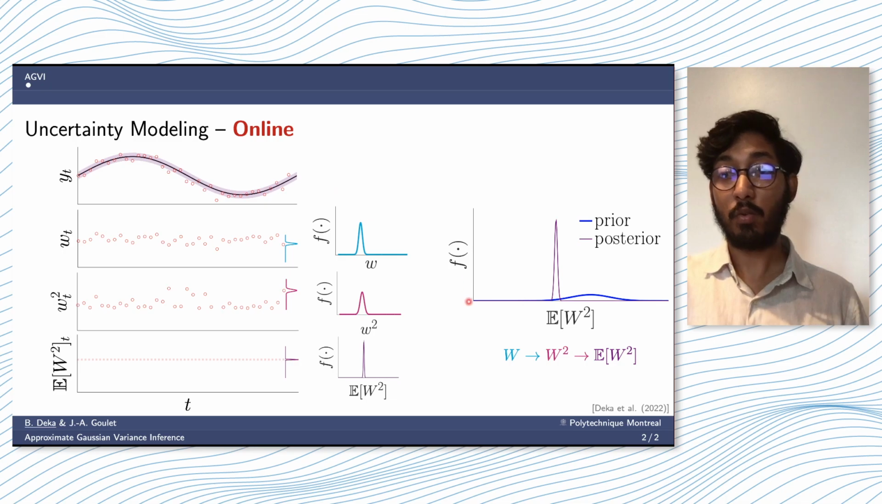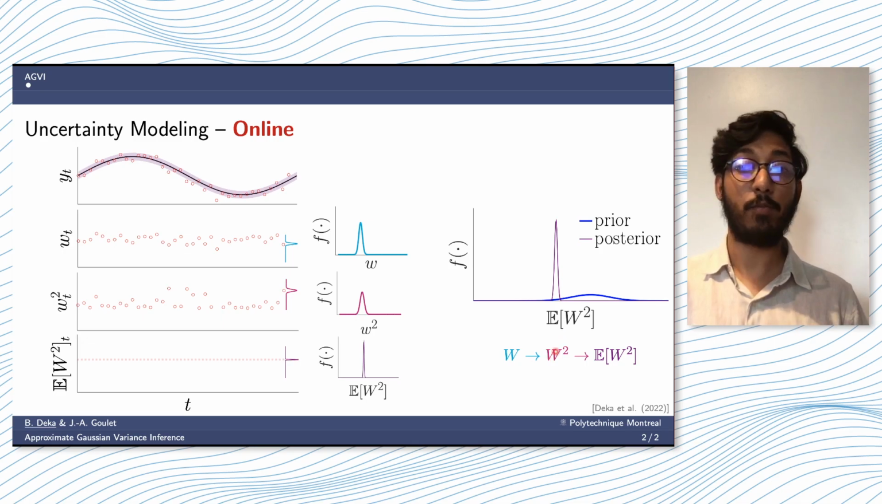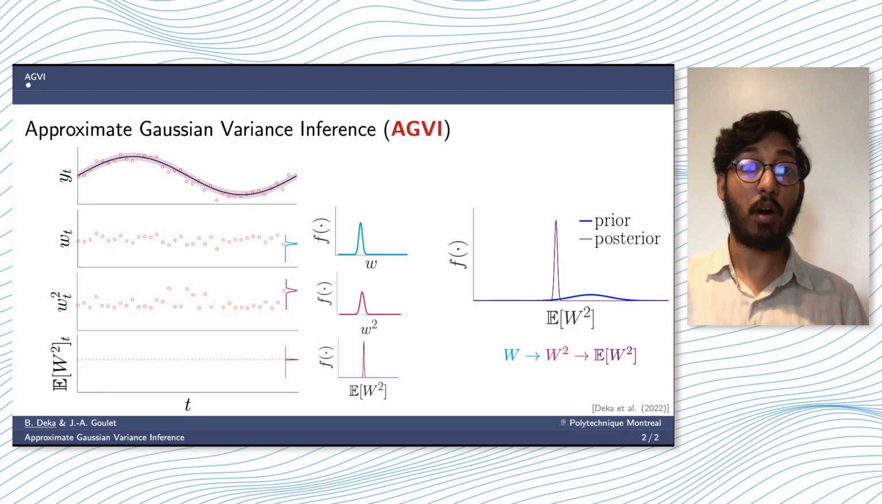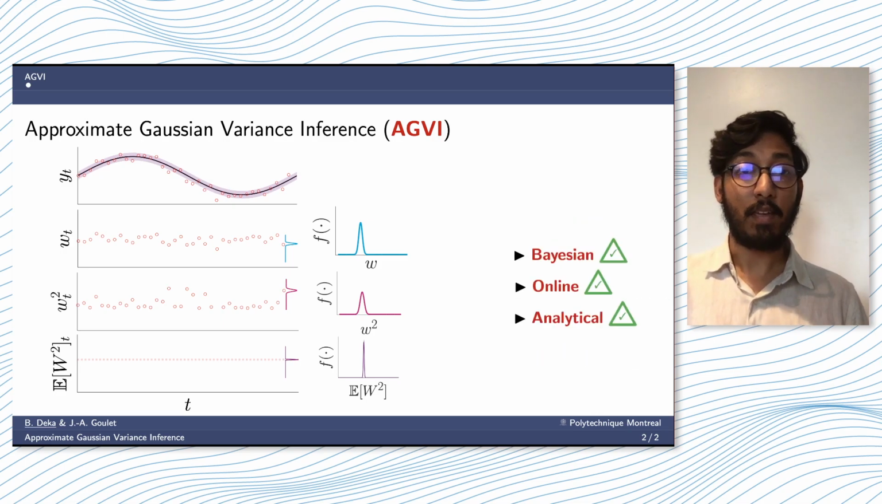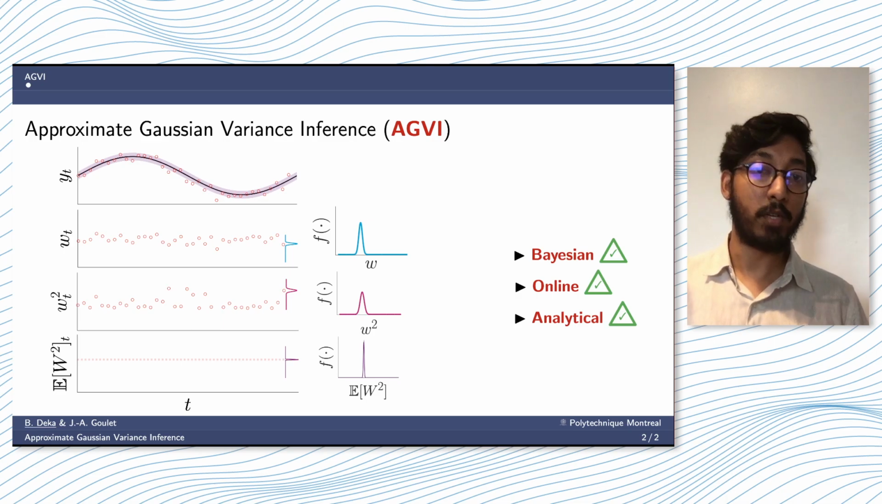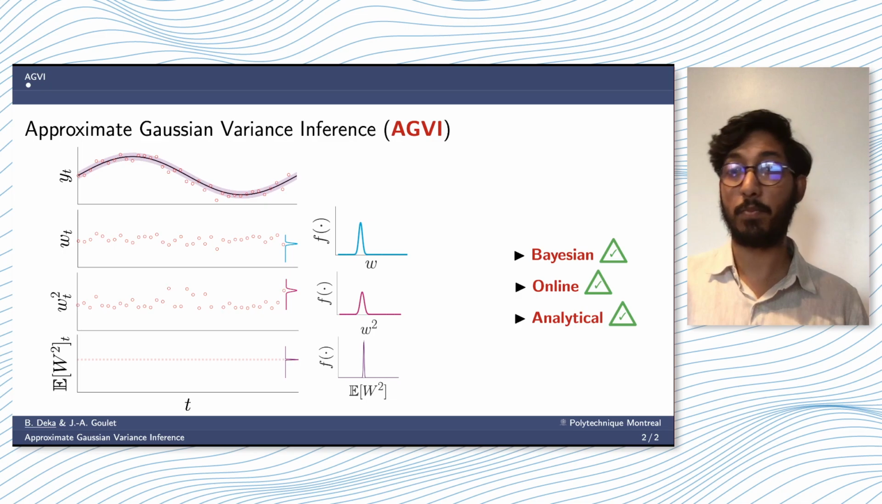In this framework, we have two steps where we connect w to w squared using GMA, and from w squared to the expected value of w squared. This framework we refer to as the Approximate Gaussian Variance Inference, or AGVI. AGVI is a Bayesian method, and we can perform online inference for the error variance parameters that quantify the aleatory uncertainty inherent in the data. And the best part is that all the computations involved, going from w to w square or from w square to the expected value of w square, we can do analytically, meaning using closed form algebraic expressions.